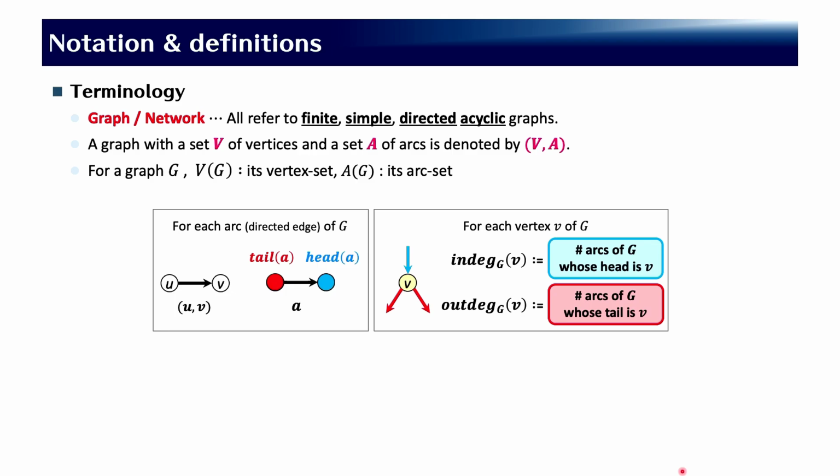Given a vertex v of a graph G, the number of arcs incoming to v is called the in-degree of v. Similarly, the number of arcs outgoing from v is called the out-degree of v. For example, the vertex v in this figure has in-degree 1 and out-degree 2.